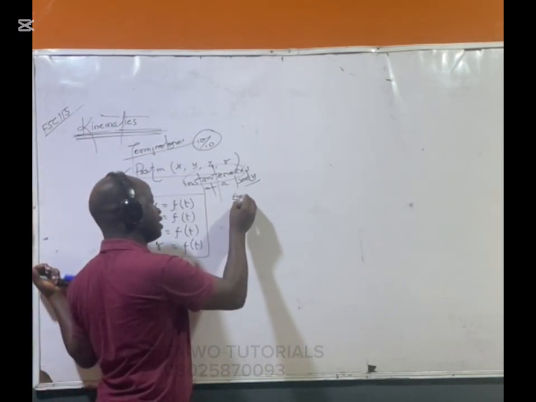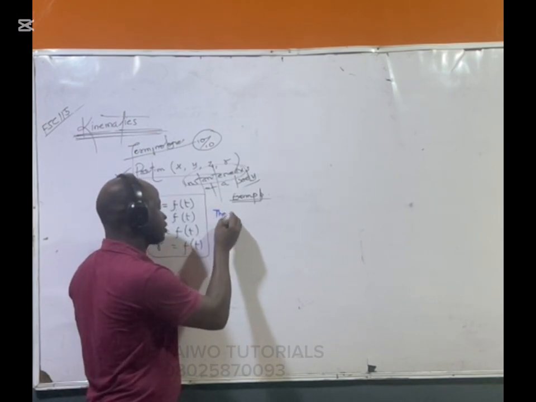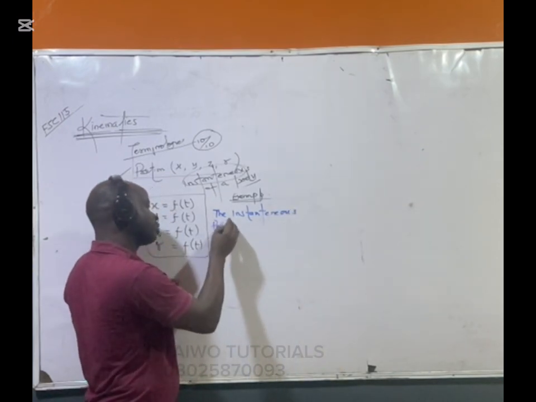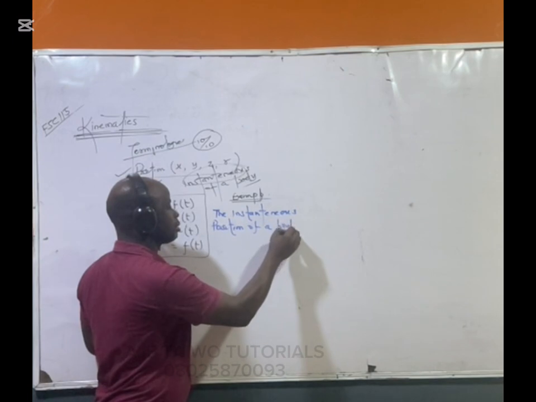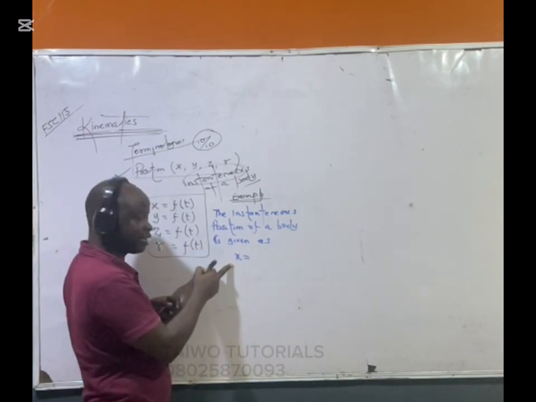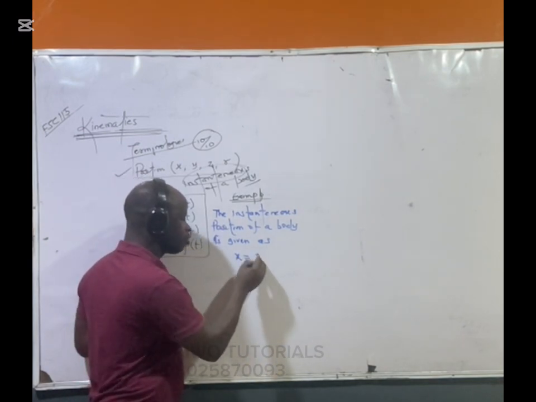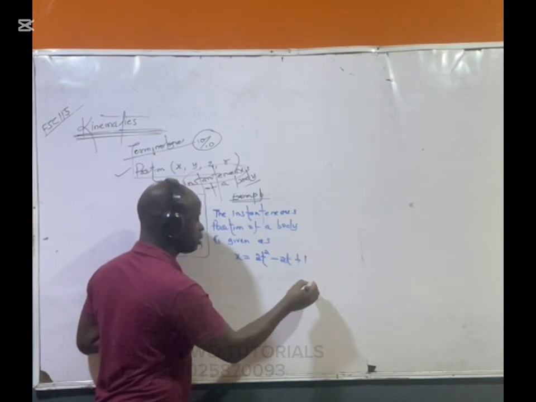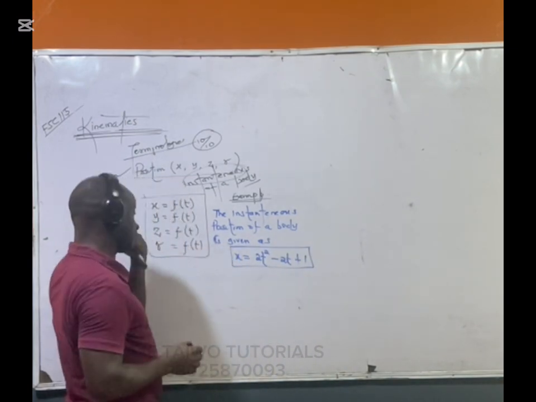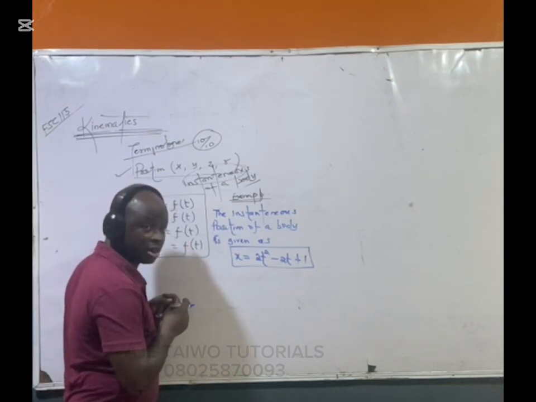Right, example. The instantaneous position of a body is given as x equals, I could say x, y, z, or r, I'm free to say anything. It's given as x equals 2t squared minus 2t plus 1, where x is in meters and t is time in seconds.